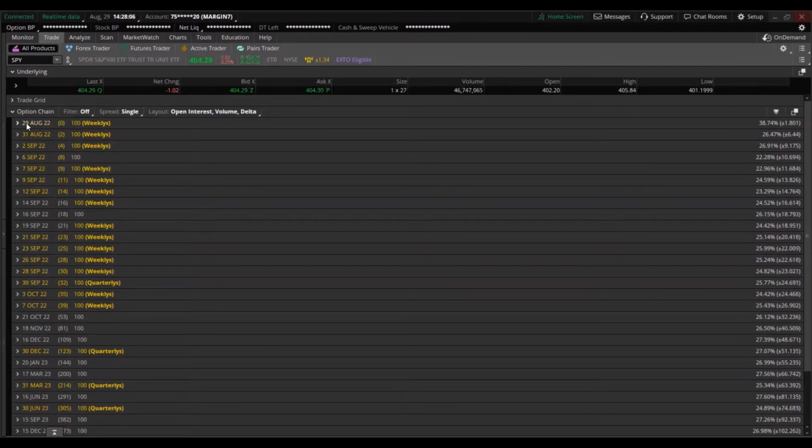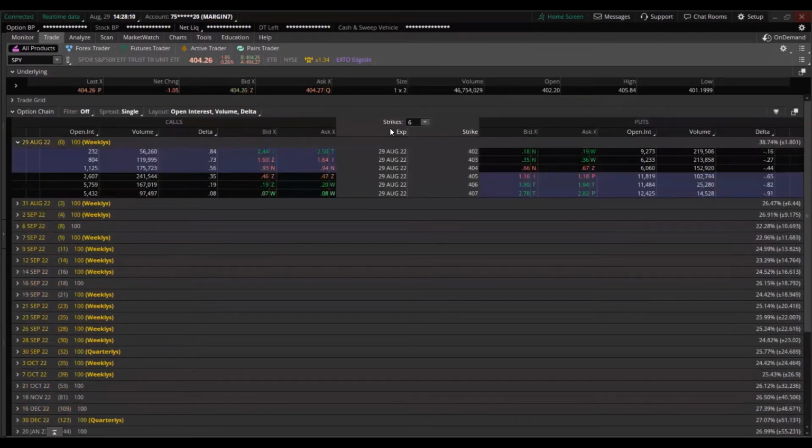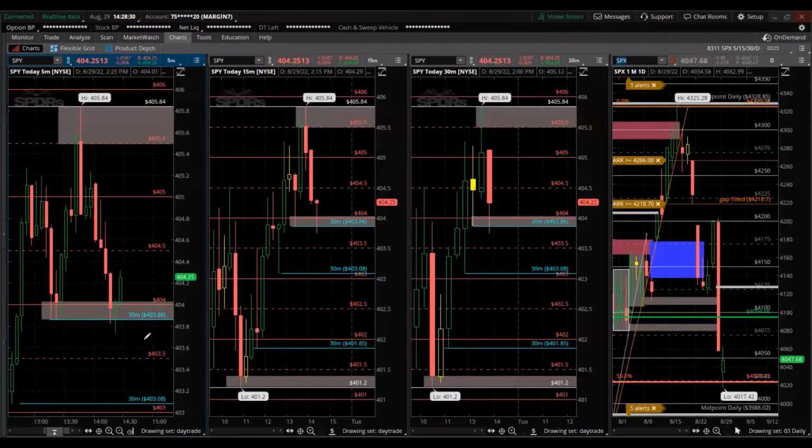Let's open up the option chain. 29 August, that's the contract. Again, it says 0 days to expire. And I have queued in here 6 contracts. That's the stock ETF symbol, and that's the underlying. When I say the underlying, I'm talking about the price up here. If I say the option price, then I'm talking about the premiums. So the underlying stock ETF is 404.26.